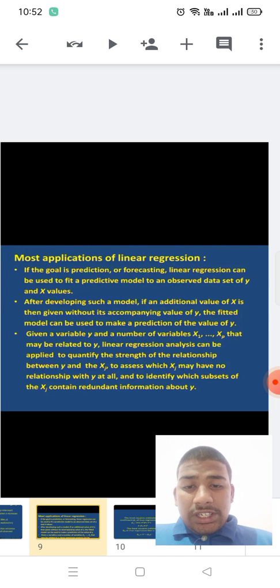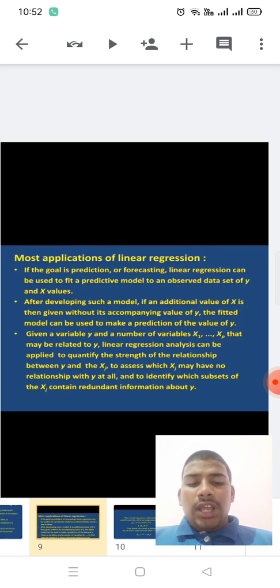Most applications of linear regression: if the goal is prediction or forecasting, linear regression can be used to fit a predictive model to an observed data set of y and x values. After developing such a model, if an additional value of x is then given without its accompanying value of y, the fitted model can be used to make a prediction of the value of y, given a variable y and a number of variables x1 through xp that may be related to y.